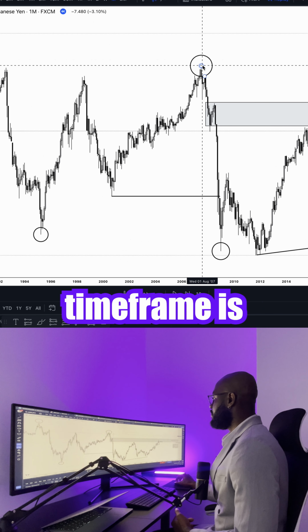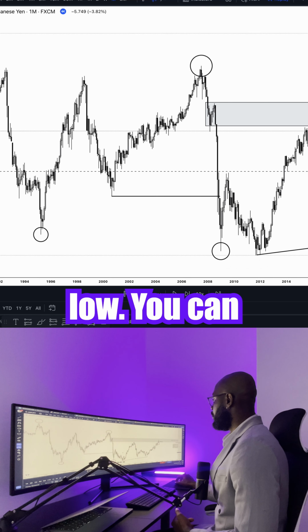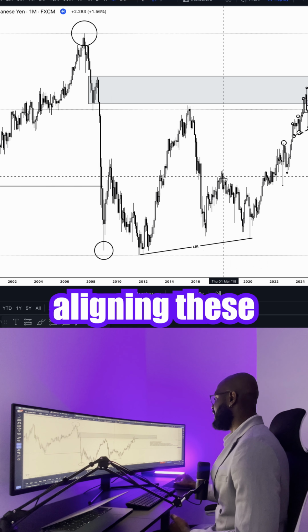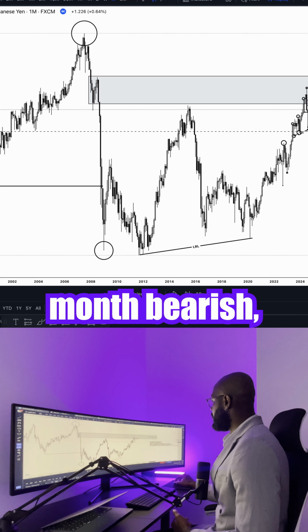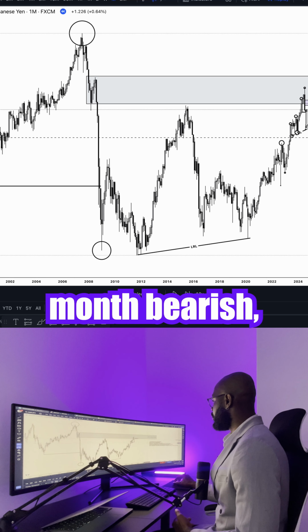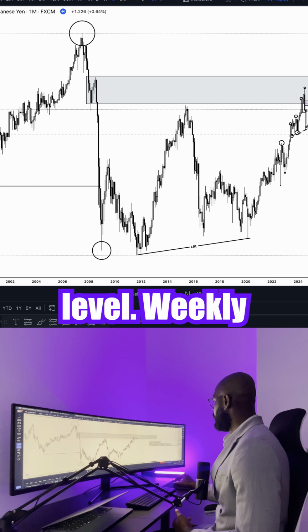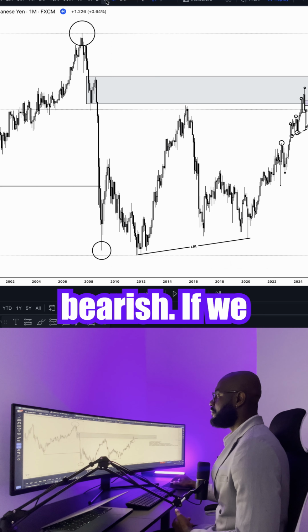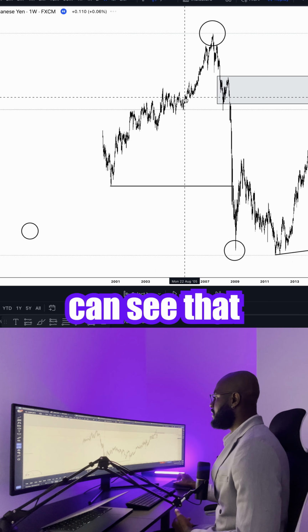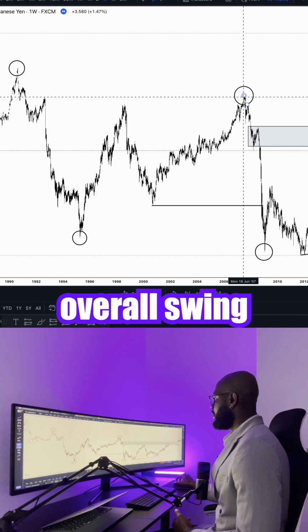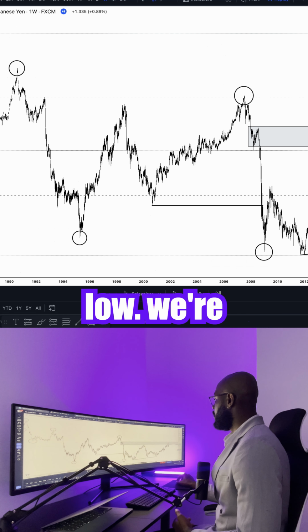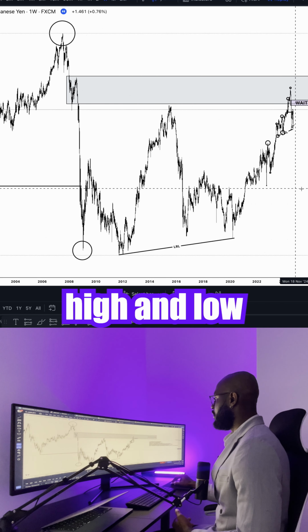Now we'll go to the monthly time frame. The monthly time frame is still within the bearish high, bearish low. You can see how I'm aligning these time frames. 12-month bearish, monthly bearish, 3-month bearish, low resistance liquidity at the overall low, which is this key level. Weekly overall structure is bearish. If we go to the weekly, you can see the overall swing high, swing low, we're still within the bearish high and low.